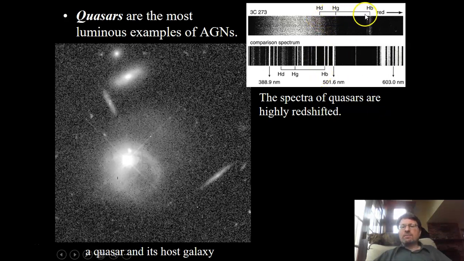Right here are some lines from hydrogen. For example, this is what those lines would look like in a lab spectrum. H-delta is at roughly 400 nanometers. And now when you observe it in this quasar, it's out at almost 500 nanometers. So we're talking about, if you believe this redshift, something moving at 20% the speed of light. If it's moving at 20% the speed of light, then Hubble's law tells us that it's far away. But if it's far away, how can it be so bright in the sky?